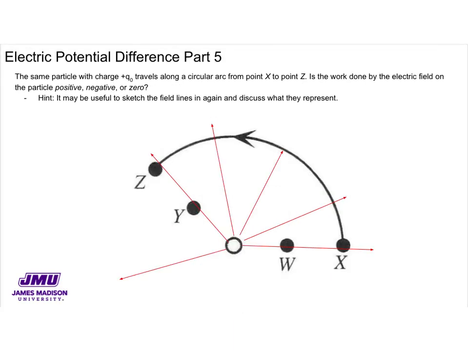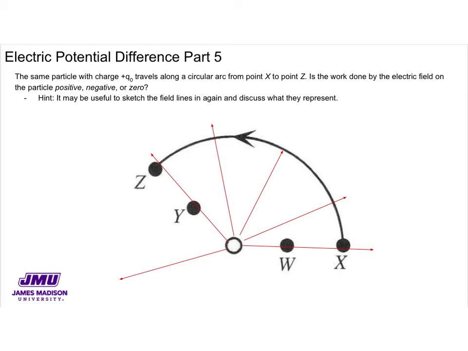So now that we've clarified that the orientation of displacement relative to the electric field tells us something about the work that is being done, we can see in this slide that as the particle moves from point X to point Z along that circular arc, the displacement is always perpendicular to the field lines at any point on that path.